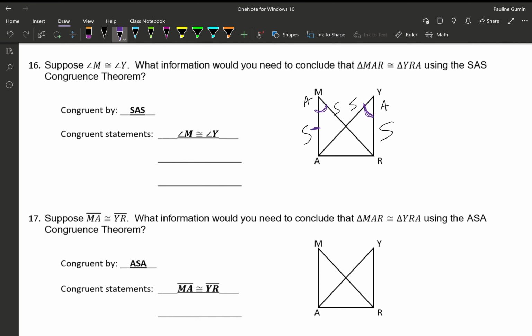So I'm going to write down MA. Oh, I already used purple. Let's use a different color. Blue. MA is congruent to YR.